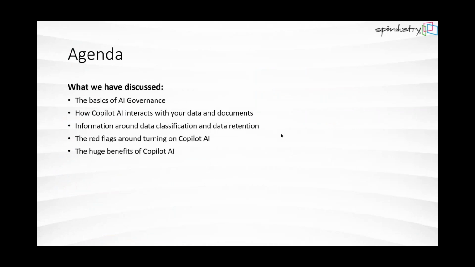So what have we talked about today? We've talked about some basic AI governance, all of which we think is important. We've had discussions here about how Copilot interacts with your data and documents, how the information around it should be data classified, and how you should also be using retention inside of there. We talked about red flags, like not having sensitivity turned on inside of your environment, and things that Copilot can do if you don't have those things in there. We talked about some of the newer benefits and some huge benefits of Copilot AI as well.